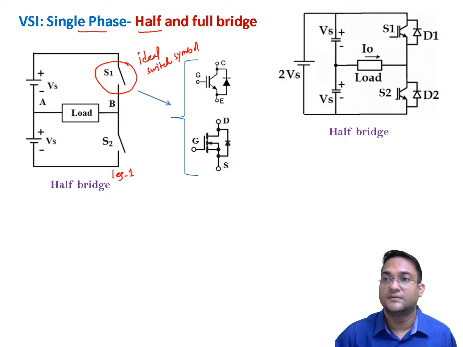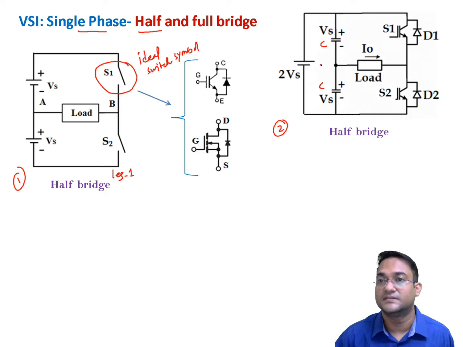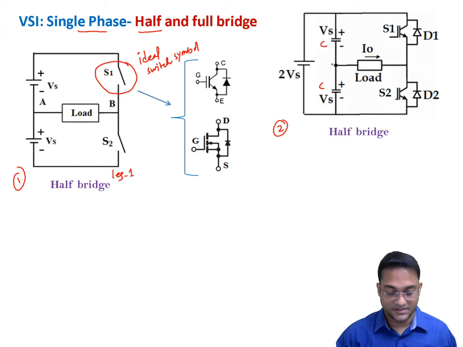So if you replace the IGBT instead of this ideal switch symbol, the circuit will look like this one. The difference between the first circuit and the second circuit is that we are using a single source here, and that midpoint we are creating using two capacitors. This capacitor will hold half of the total input voltage Vs. The other capacitor will be an equal valued capacitor, and the total voltage will be divided in half, and this part will act as a half bridge inverter.